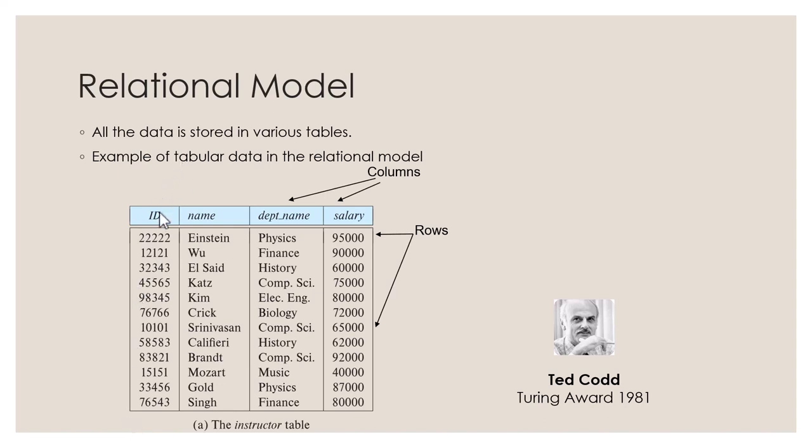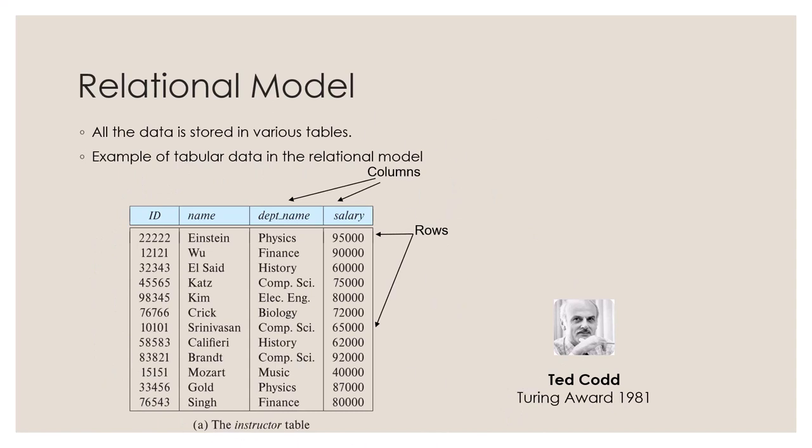As you can see, the IDs are listed here and they're unique. This ID is the key, meaning no 2 rows of data, meaning no 2 instructors will have the same ID. So this is a unique one. ID is the key. Name, we have the names. Names are not necessarily unique. We could have more than one person with the same name, right? Department name, we have physics, finance, history, and then how much they make, salary. So this is an example of table data in a relational model.